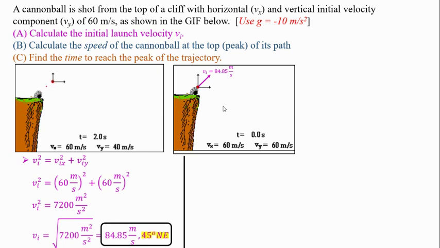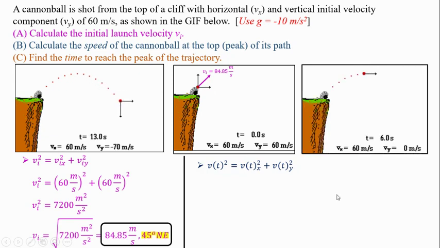Now let's do part B. Part B asks us to find the speed of the cannonball at the top of the trajectory. So all we have to do is use the Pythagorean theorem again, and apply it appropriately. Here I have the still image. If you watch the animation on the screen, the cannonball gets shot up, then it turns direction and starts falling down.